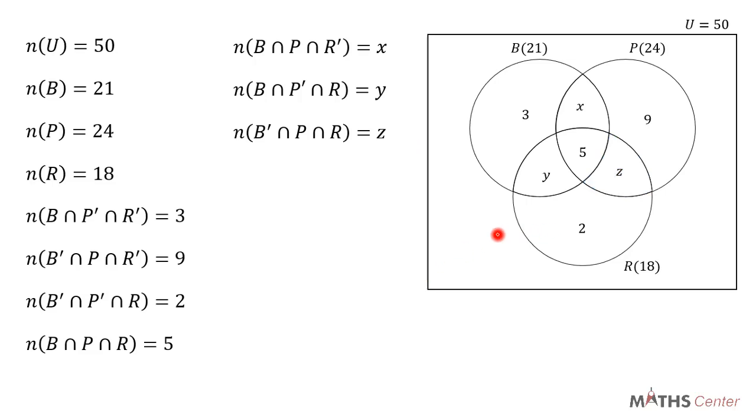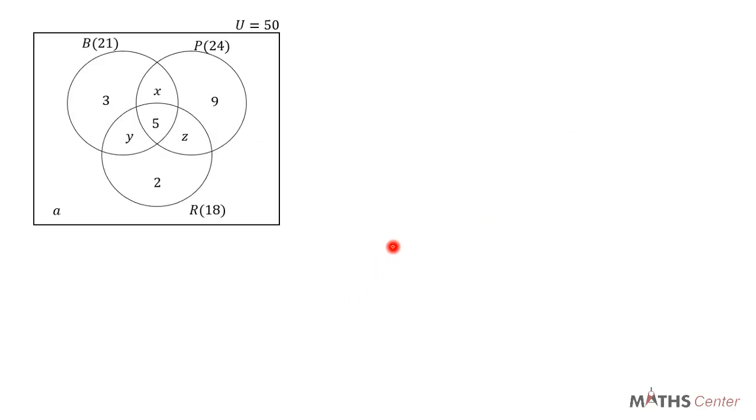Then the last region will be the region outside the three circles. That's the number of children who did not take plantain or beans or rice. So they do not take any of the three food items. Let's say that is A. So now we have filled all the 8 regions in the Venn diagram. Now let's go ahead and solve the sets. We have the Venn diagram here, and we have all the 8 regions filled. We are going to solve the sets so that we get the values of X, Y, Z, and A.